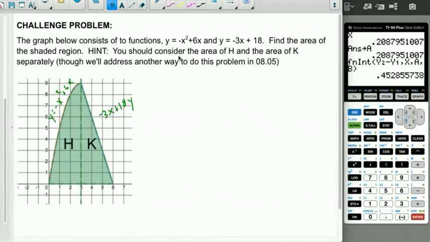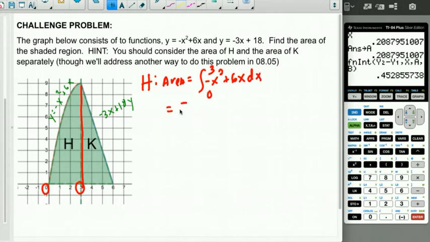Now we're going to learn another way to do this in 8.5, but for right now, unfortunately, in order to find the area of the shaded region, you basically have to treat it as two separate regions. You have to find the area of region H, find the area of region K, and recognize that the shaded region is the sum of them. So if I want to find the area of region H, we can see that this bound is 0 and this bound is 3. So the area for region H is going to be the integral from 0 to 3 of negative x squared plus 6x dx.